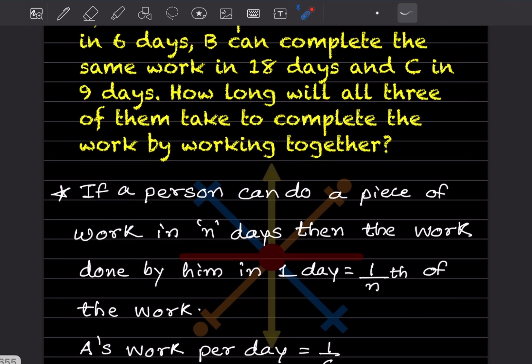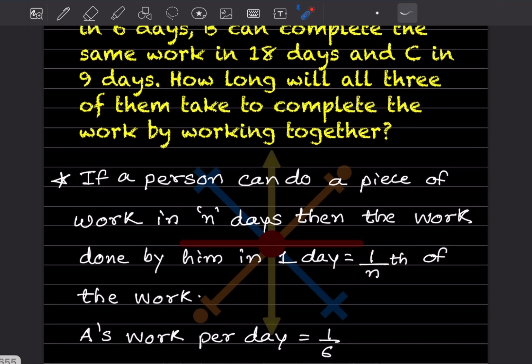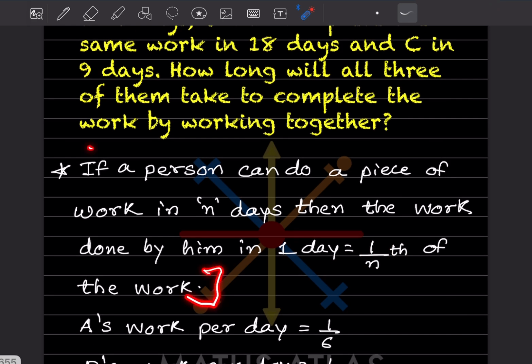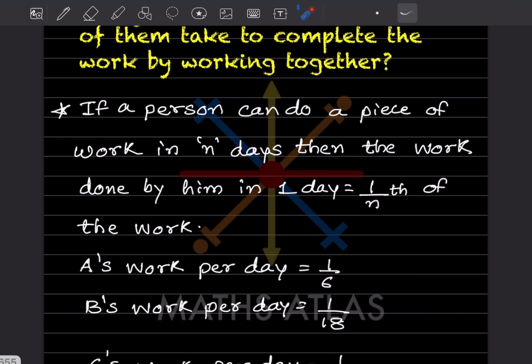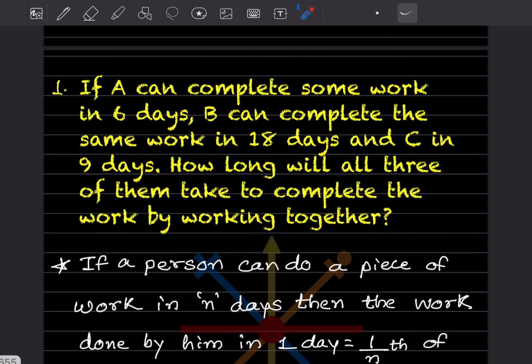So here, the first thing you have to remember is, if a person can do a piece of work in n days, it can be any number of days, then the work done by him in 1 day is going to be 1 by n of the work. So here we are going to follow this rule.